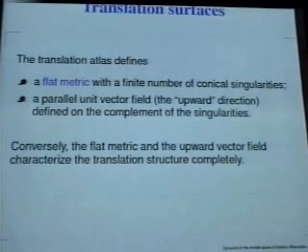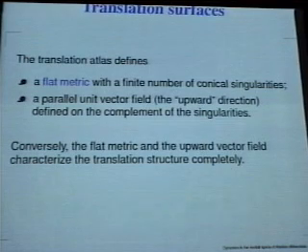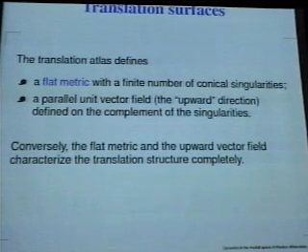So I've given you three definitions of an abelian differential. It's a complex holomorphic one form. It's a translation surface. It's a Riemann surface with a parallel vector field that does not vanish. All this outside a finite number of points that are singularities.